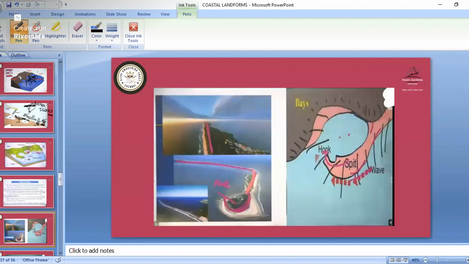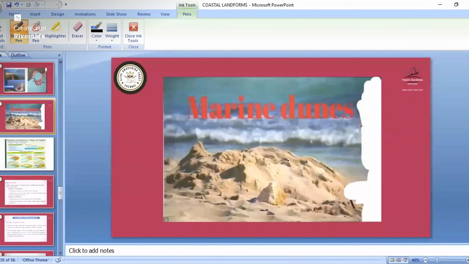See here, like a hook taking place. Now see, the deposition is happening. So that is a spit. Then after that, like a hook it is taking place. So that is another spit, a hook. Now marine sand is coming and depositing here and it is taking shape like a sand dune. So that is the marine dune. This is also a depositional part. Now we'll study the different types of coast.